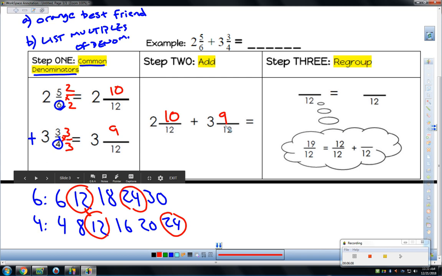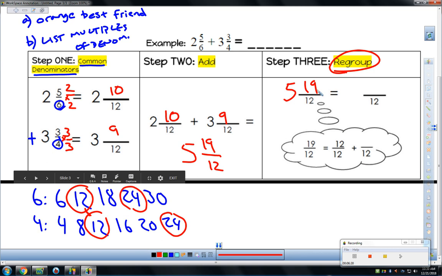Let's do our actual adding. We're going to start with the fractions. So 10 plus 9 is 19 twelfths. Notice I only added my numerators. And if I add my whole numbers, I get 5. Right? So I have 5 and 19 twelfths. And I'm definitely going to need to regroup because that's an improper fraction.